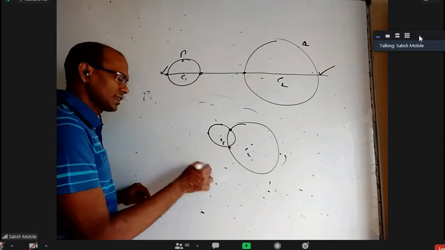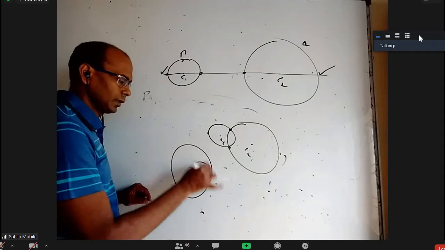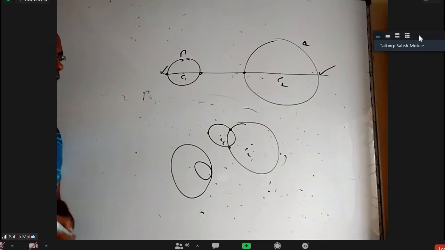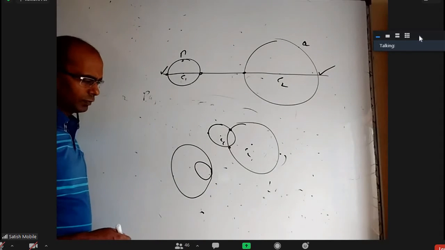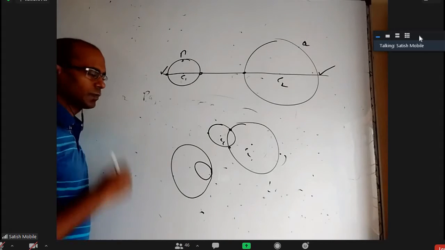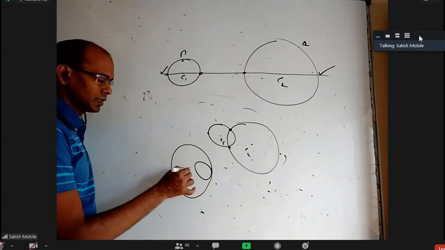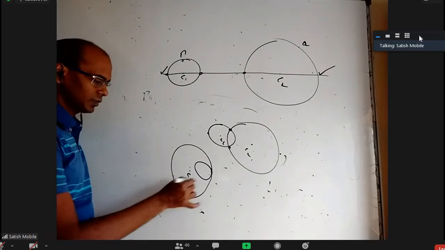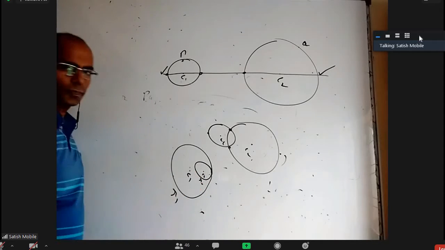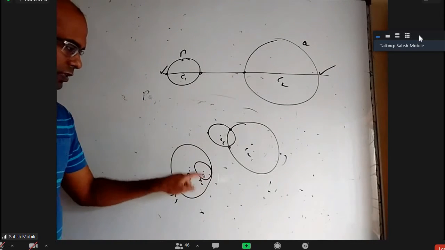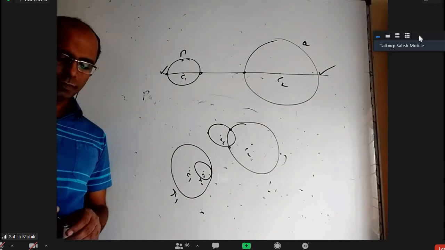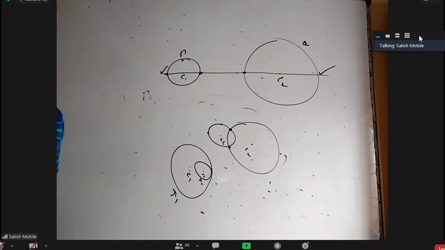What if one is inside the other? Then what is the maximum value of PQ? Let us see if somebody can answer this. Okay, this is a circle with center C1 and radius R1. This is a circle with C2 and radius R2. If we take a variable point on this and a variable point on this, what is the maximum possible distance between the two variable points?